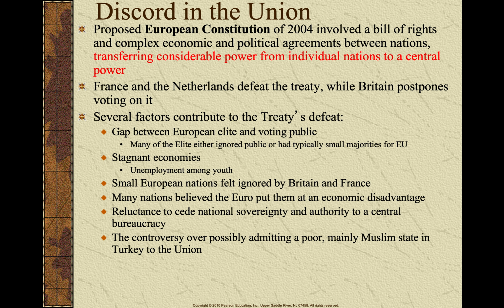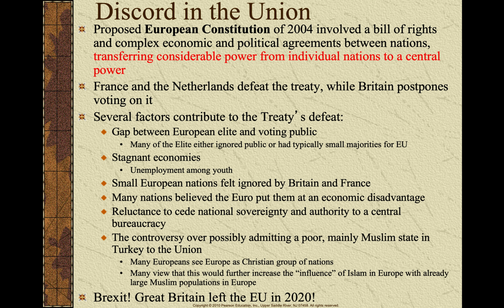There was a lot of controversy over admitting a Muslim state into the EU. Okay, some countries were like, no, Turkey is not only too low income, but they necessarily didn't want a predominantly Muslim country within the EU, and that also represents the racism during this time. Okay, the bigotry. But Europeans see Europe as a Christian group of nations, and they didn't necessarily.